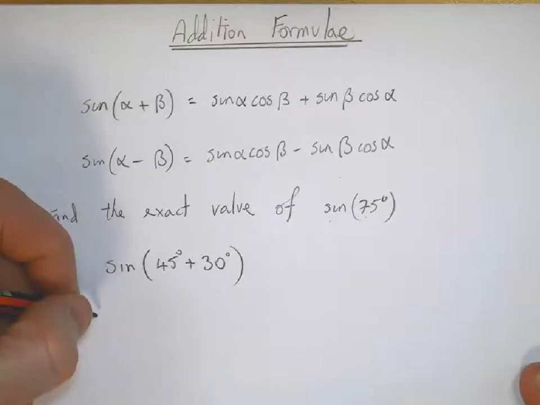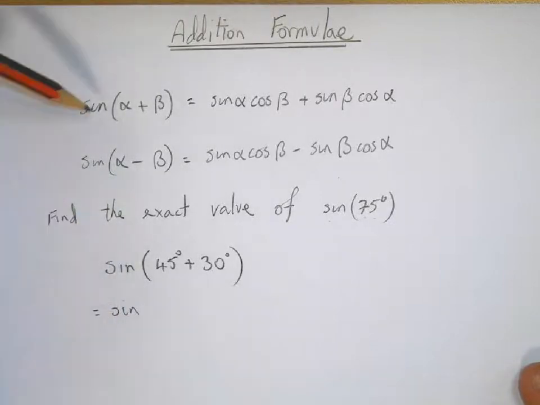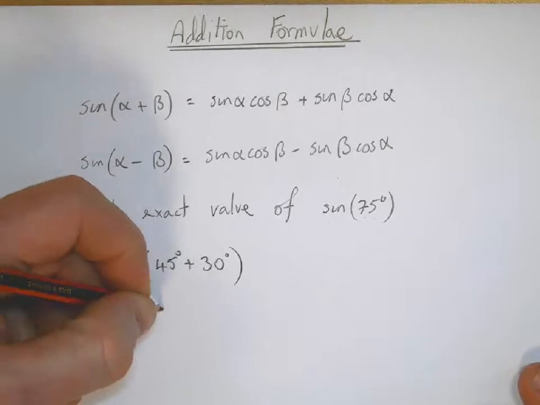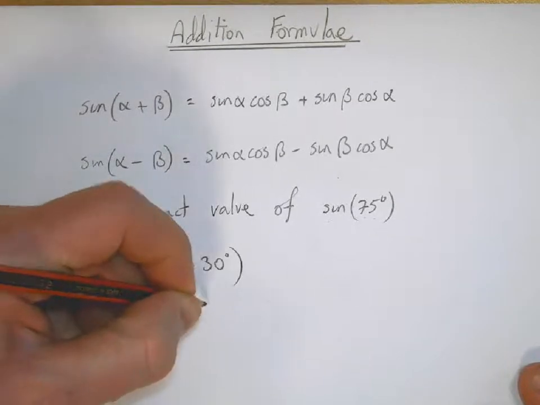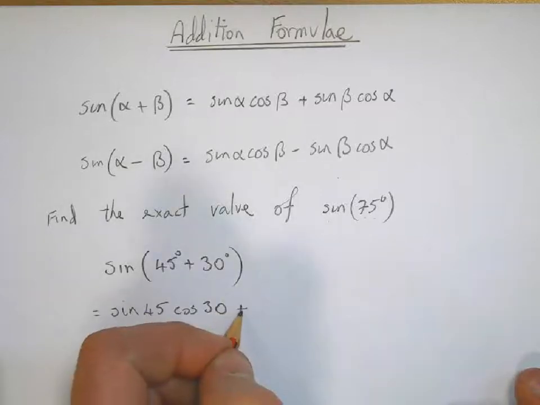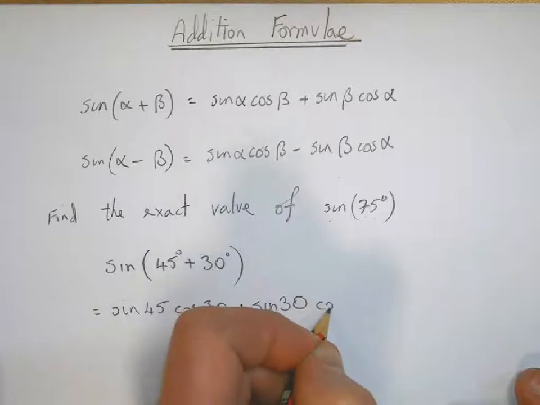So if we expand this out, we've got here the sine of alpha plus beta, so it's sine alpha cos beta. So sine of 45 cos of 30 plus the sine of 30 cos of 45.